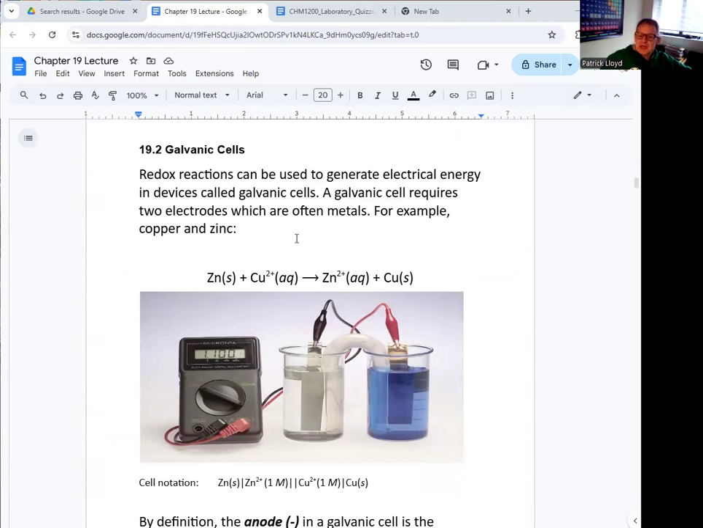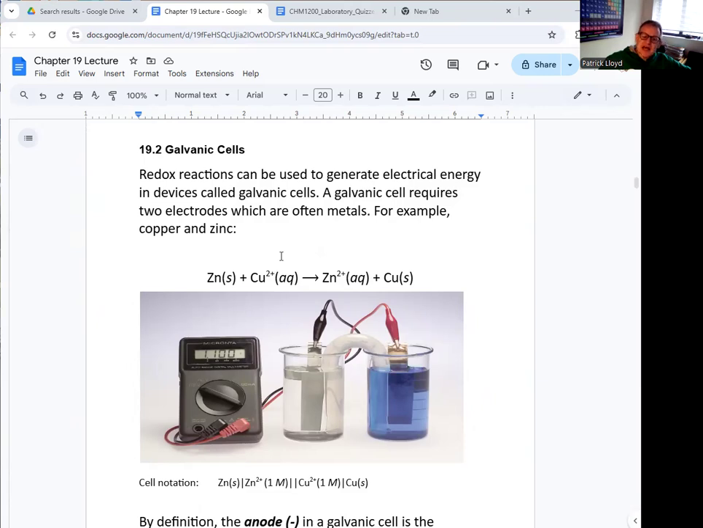Once we get past the basics of redox chemistry, we then look at the galvanic cell, which is the basis for chemical batteries. The galvanic cell is the idea that we have two electrodes, a cathode where reduction is occurring, an anode where oxidation is occurring. Electrons are flowing from the anode to the cathode. And in that process, we can use that to generate electrical energy.